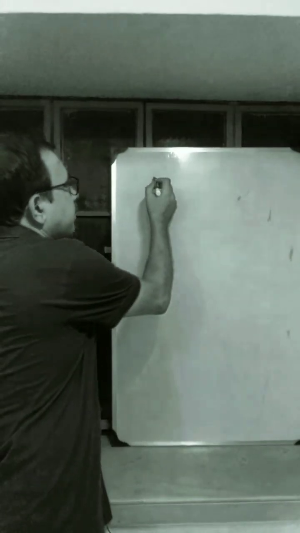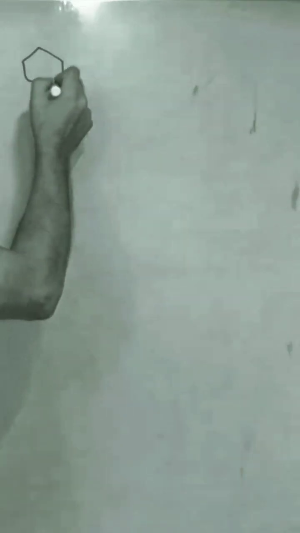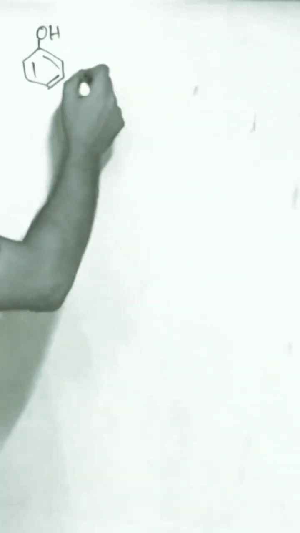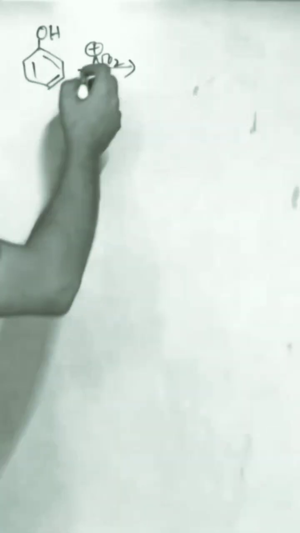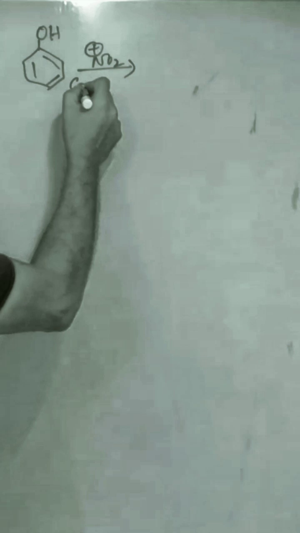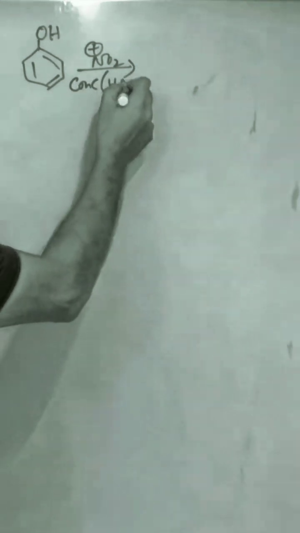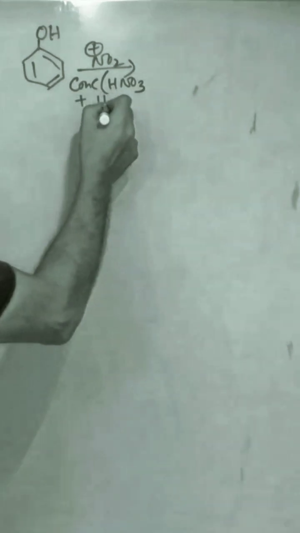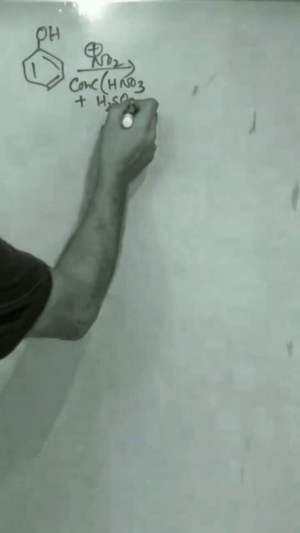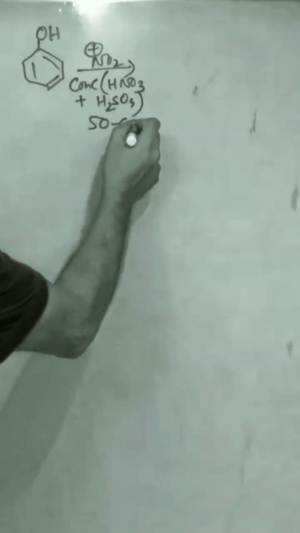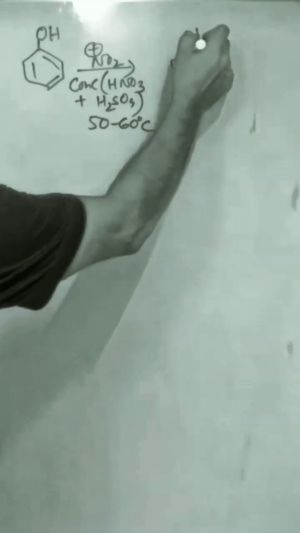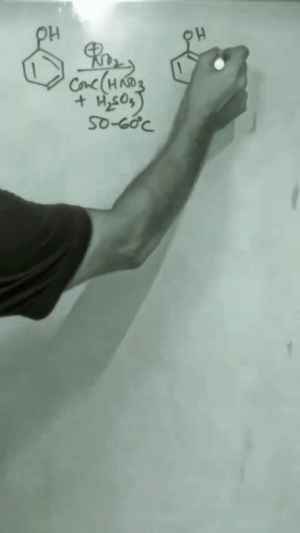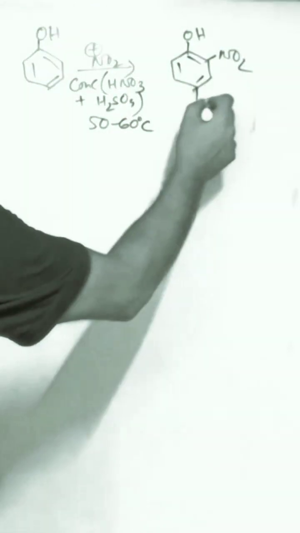Now let us consider a reaction. In the case of nitration of phenol, NO2 plus, using a mixture of concentrated nitric acid, that is concentrated HNO3 plus H2SO4, at a temperature of 50 to 60 degrees centigrade, the compound formed is 2,4,6-trinitrophenol.